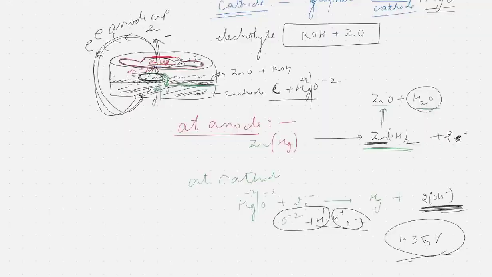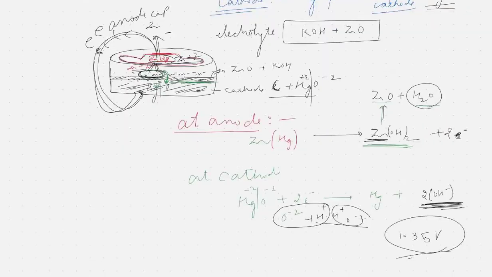Once that happens, at the anode, it is zinc metal which loses electrons. The moment it forms Zn plus 2, it combines with the two hydroxide ions of the electrolyte. And then Zn(OH)2 not being very stable, it will form ZnO plus H2O. Because it forms ZnO and H2O, what exactly does that mean? It is going to form Zn(OH)2 twice.